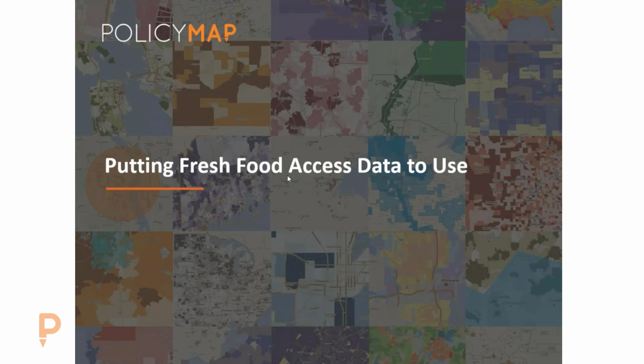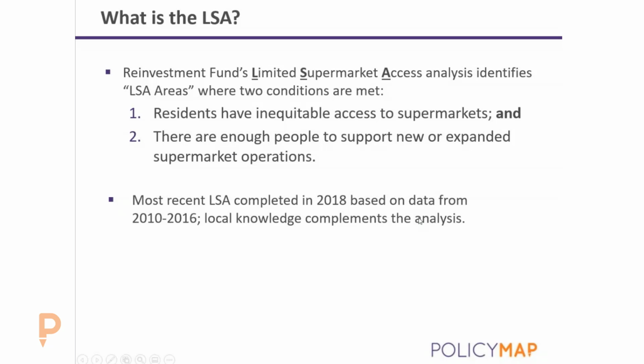So this is, and I'll share this with everyone so you have access to this, but this is kind of our walkthrough of what LSAs really do and the methodology to get to why we created this. And again, the goal of the limited supermarket access was not about just identifying a food desert, but identifying access to fresh foods in that sense. So LSAs is our kind of simplified term to that. The most recent update is 2018.